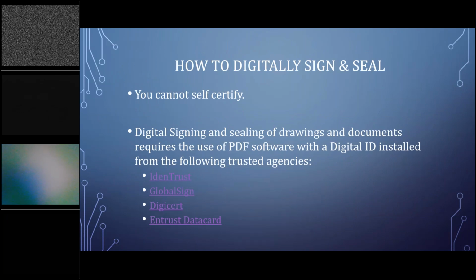How to digitally sign and seal. One, you cannot self-certify. So you cannot use, I think Adobe has its own kind of signature that they call a digital signature, but it's not really a digital signature. It's a self-certified digital signature. And that's not what we look for. We need you to use one of these third-party trusted authorities that confirm your identity and then provide you with the digital ID to apply.